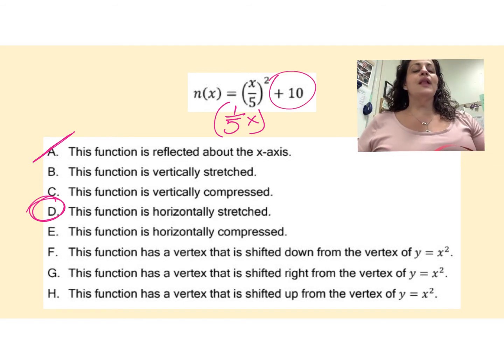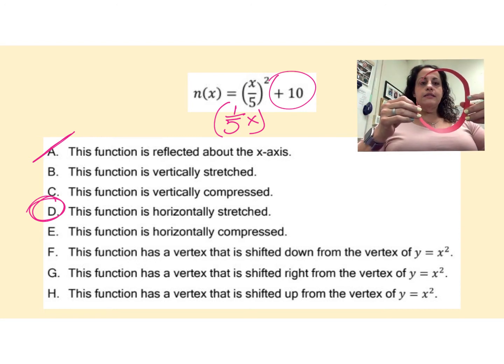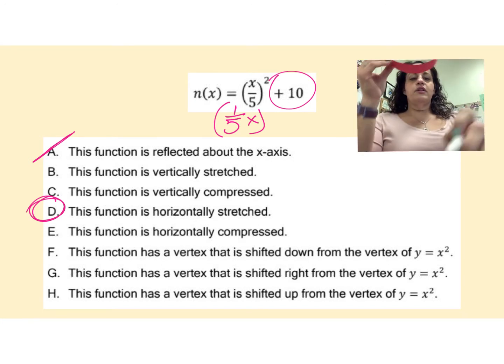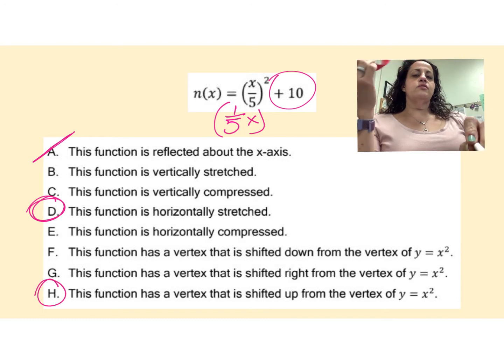That is one of the transformations. But I also have this plus 10 here that matters. That's outside the parentheses. Outside is vertical, so we're talking up and down. In this case, it's exactly what you think it is. So it's a vertical shift up 10 units. So there you go, D and H would be the two that match this situation.